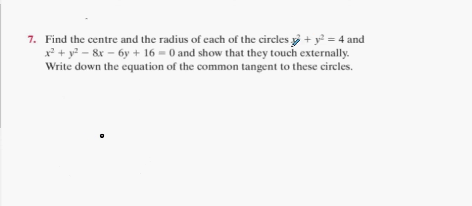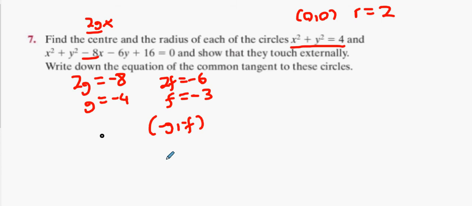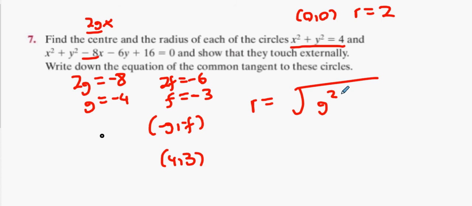what's the centre of the first one? Anybody? 0, 0 and radius 2. Centre of this one? So 2gx, so what's 2g? G is... 2f, f is... centre of the circle, 4, 3. Radius, so what's the radius, lads? 3, is it?